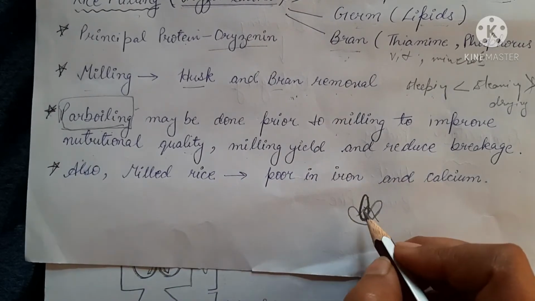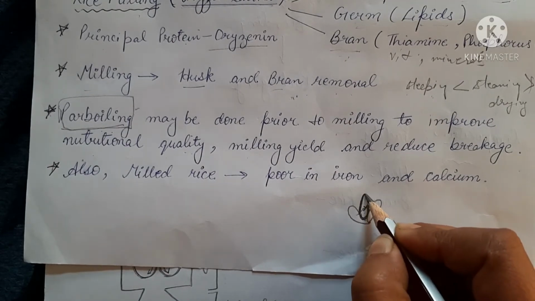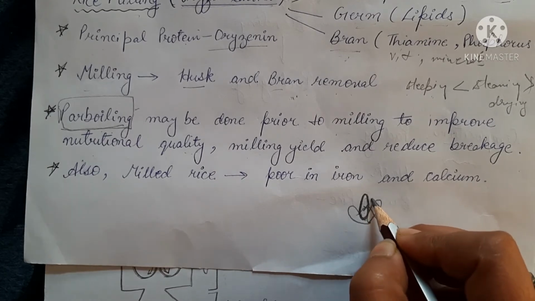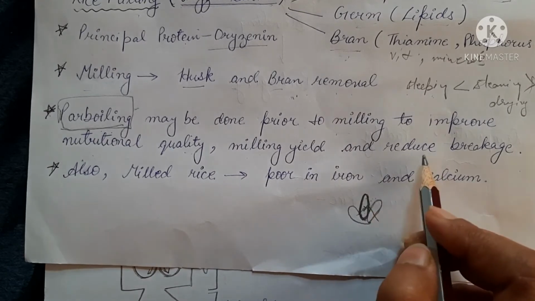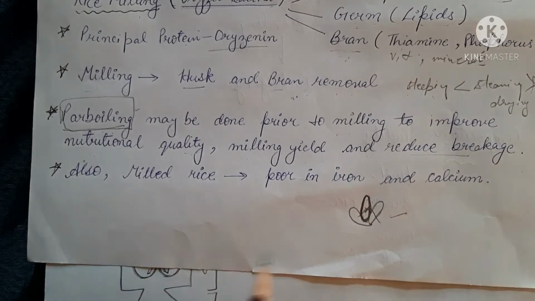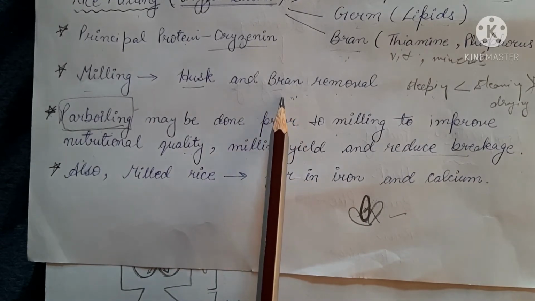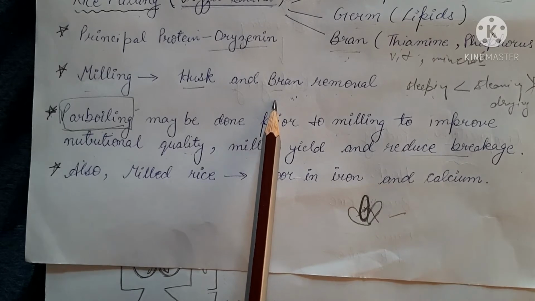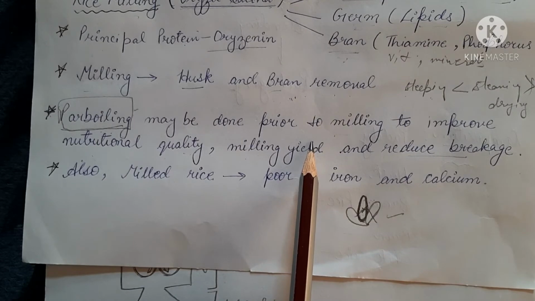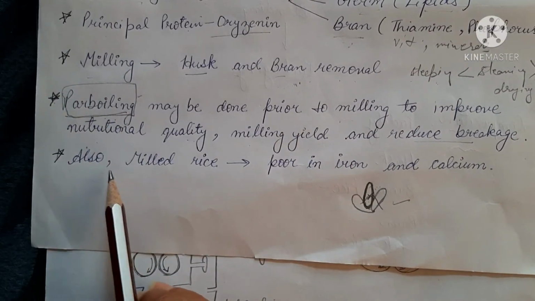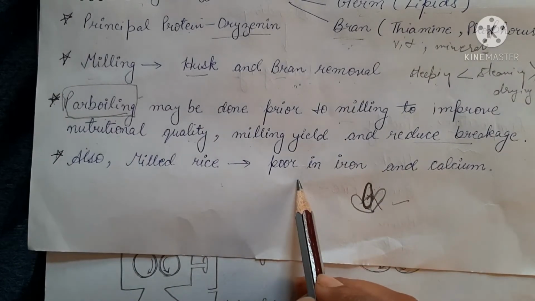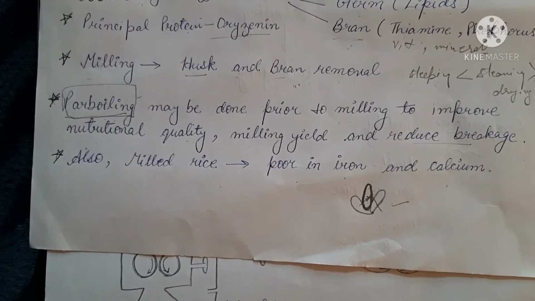Milling yield. As the rice kernel has become hard, more head rice is produced and fewer brokens are produced, right? And yes, this is all to reduce the loss of nutritional quality that we do parboiling of rice. Another point that I've jotted down is that milled rice also becomes poor in iron and calcium.